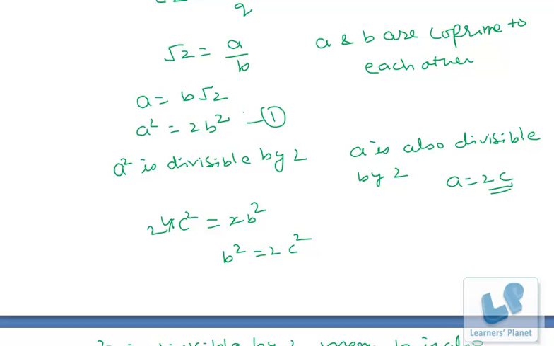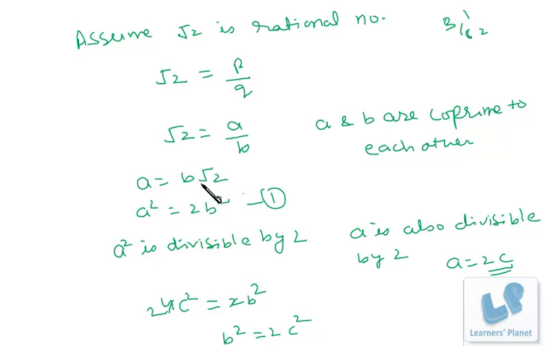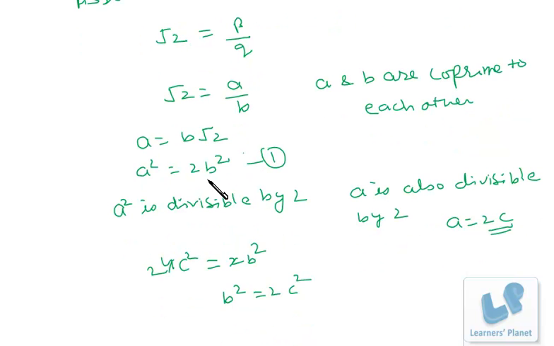So what we assumed, root 2 as a rational number, was incorrect. So in fact root 2 is an irrational number, and these are the steps to be followed. First of all, we assume root 2 is a rational number, so we got root 2 as p by q. After that, we eliminated the common factor between p and q, so we got a new fraction a by b, where a and b are co-prime to each other. Now a is equal to b root 2, we just did a cross multiplication, then squaring. So a square is equal to 2b square.